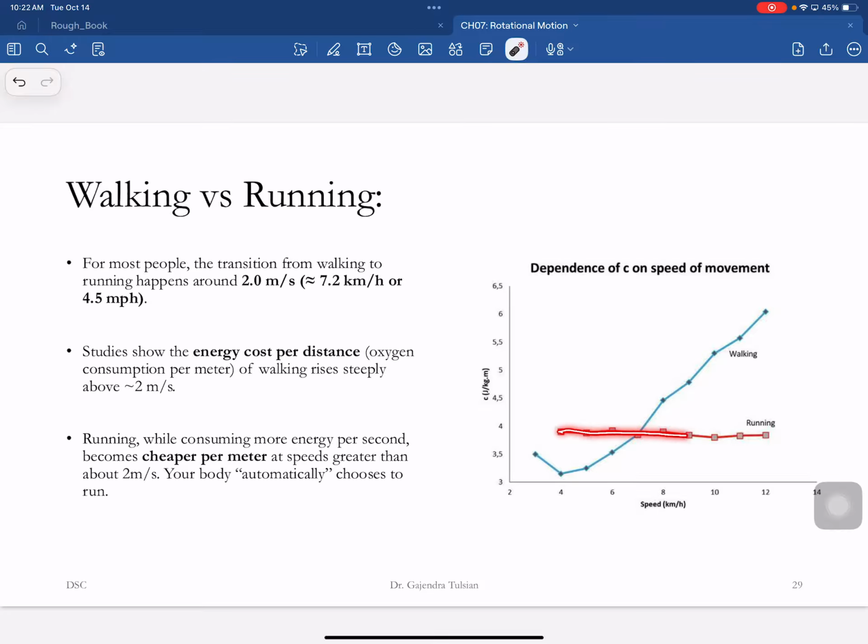Running, the energy spent per unit distance is almost constant. Walking is more efficient at slow speeds. It's more expensive at higher speeds. So this is what happens on a treadmill. If you go on a treadmill and you start increasing the speed of the treadmill, at this speed, your body will automatically switch to running. Your brain is very smart.